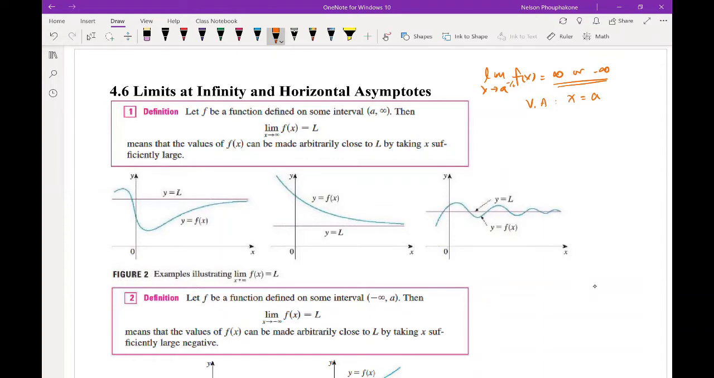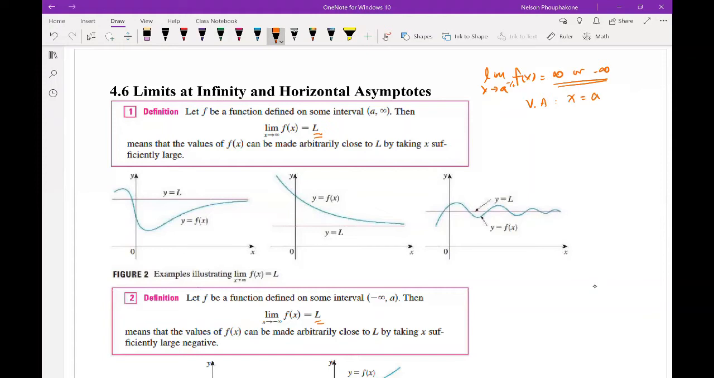Now let us look at this one right here. This is a little bit different. We will have a limit as x approaches infinity. This is different to the last section, where we have x approaching a number. However, in this section, x is approaching infinity or negative infinity. However, what happened to the output is a number. So if I have the limit as x approaches infinity of f of x equal to L, a number.